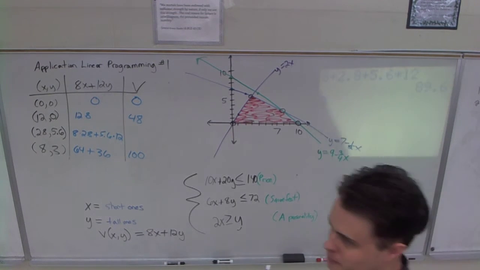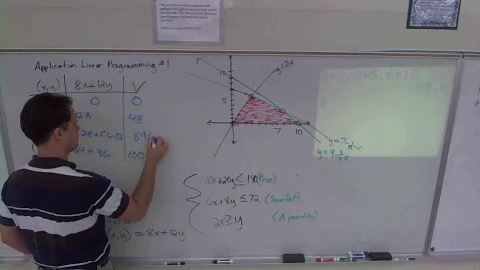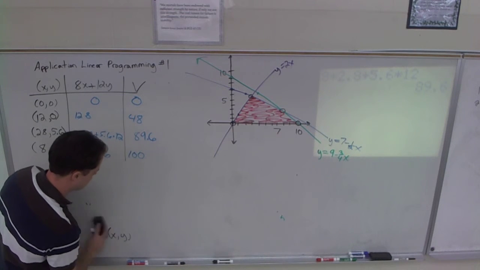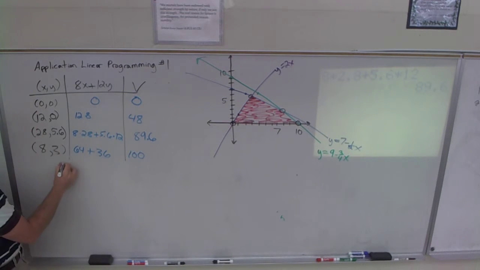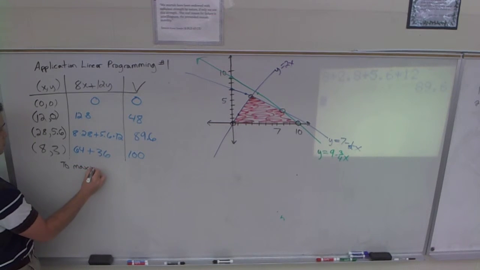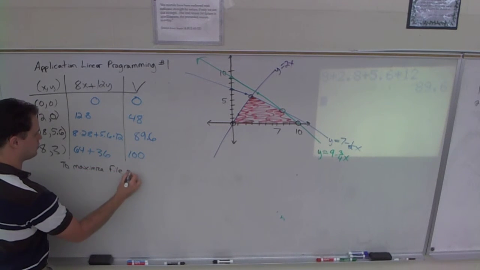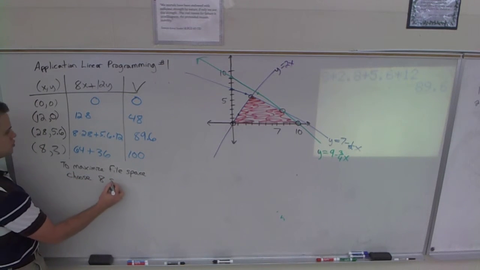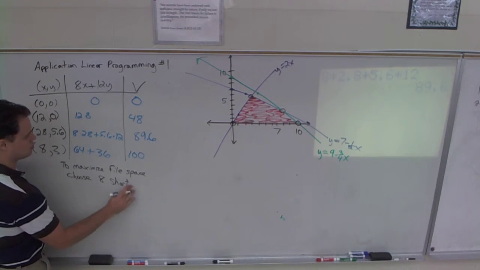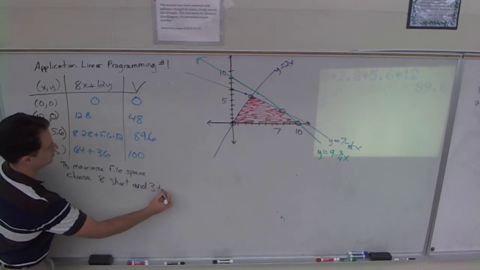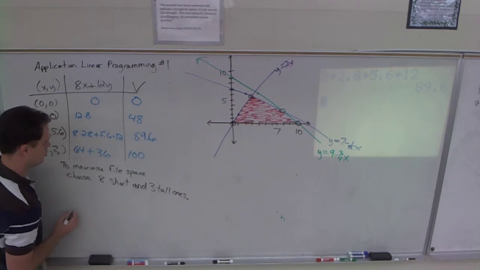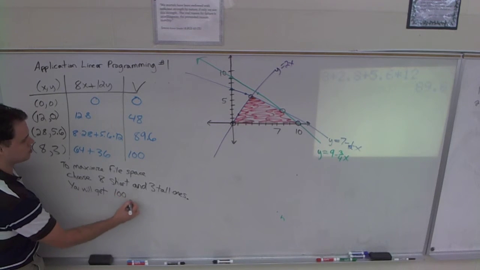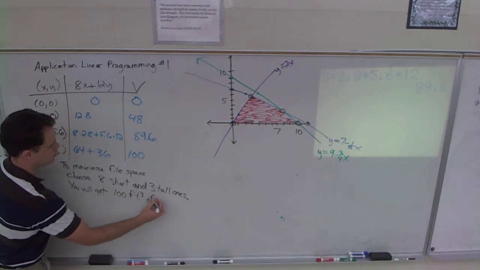The answer is no. So, we have our answer. And you guys want to write it out clearly. So, to maximize file space, choose 8 short cabinets and 3 tall ones. You will get 100 cubic feet of space.